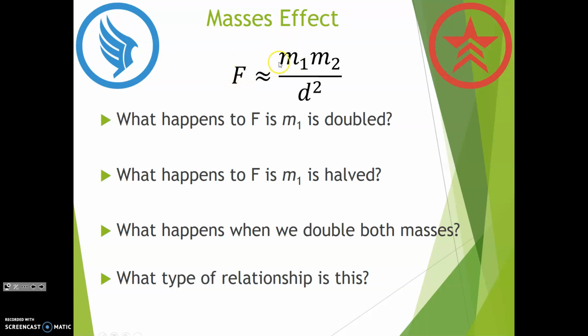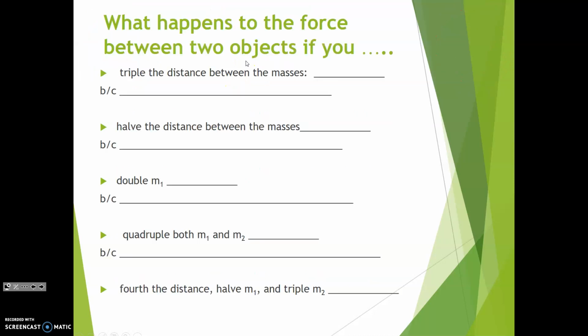So whatever you do to mass, you do to the force. So what happens if you double both? Well, you put a 2 in front of the mass 1, a 2 in front of the mass 2, so 2 times 2 is 4, so you get 4 times the overall total amount of force. This is referred to as a linear relationship. So let's go through this.